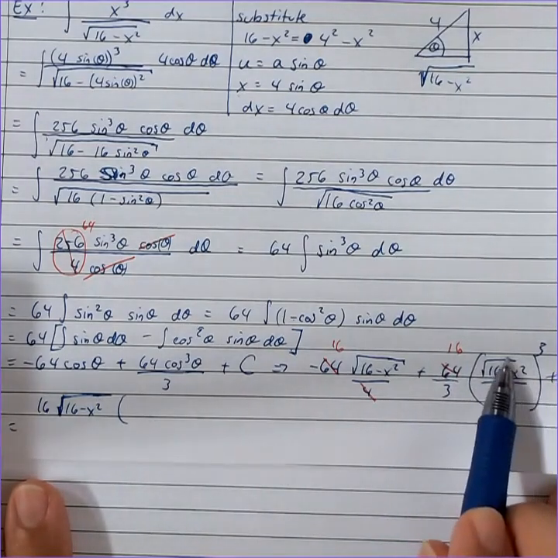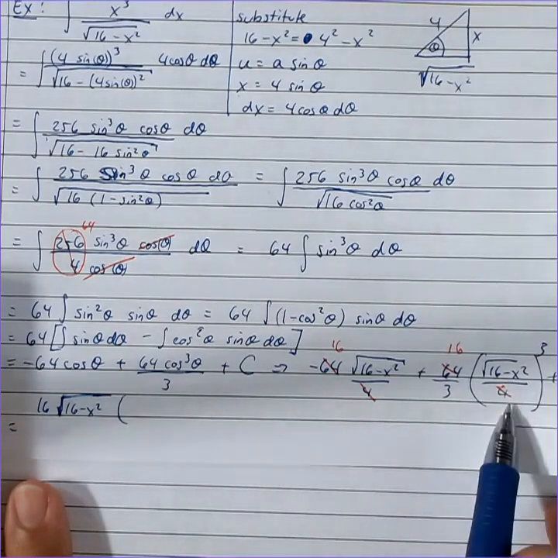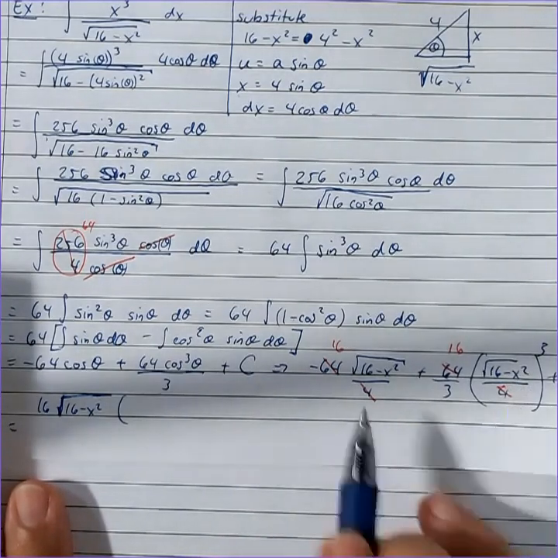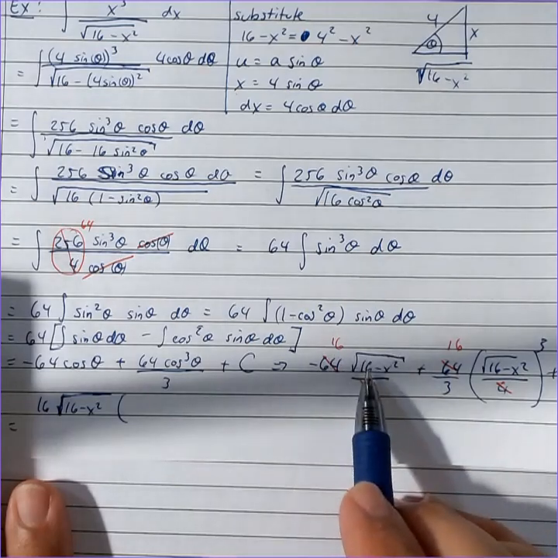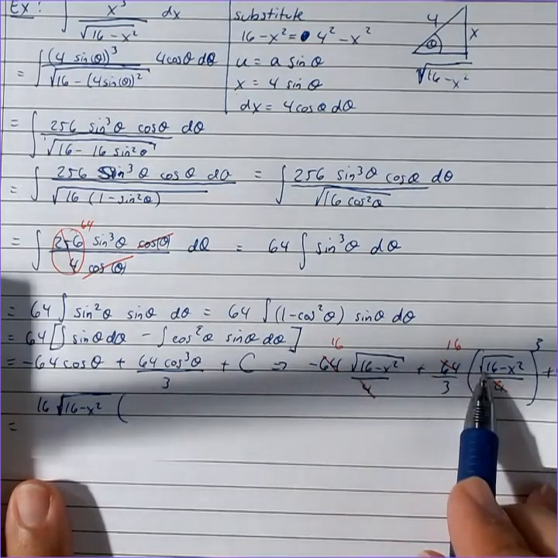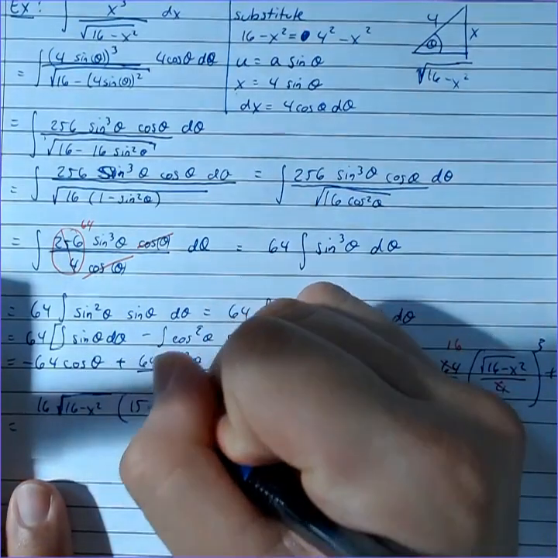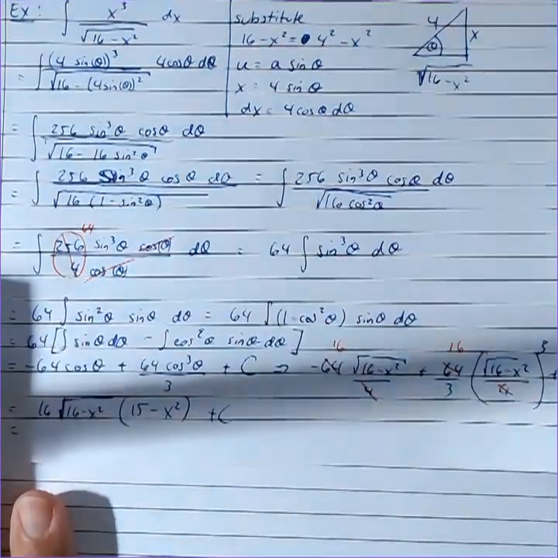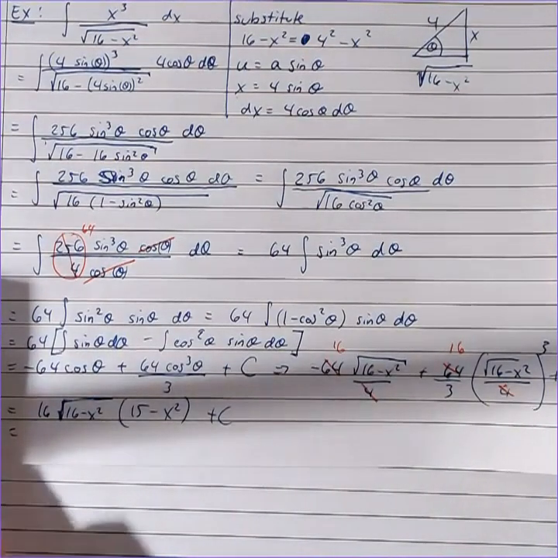And since I already factored out one factor of this, I'm left with this squared. So that's just going to give me 16 minus x squared. But then here I have a minus 1 left over since I factored everything else away. And so that's going to be 16 minus x squared minus 1, which will give me 15 minus x squared plus our constant of integration. And that is our result.